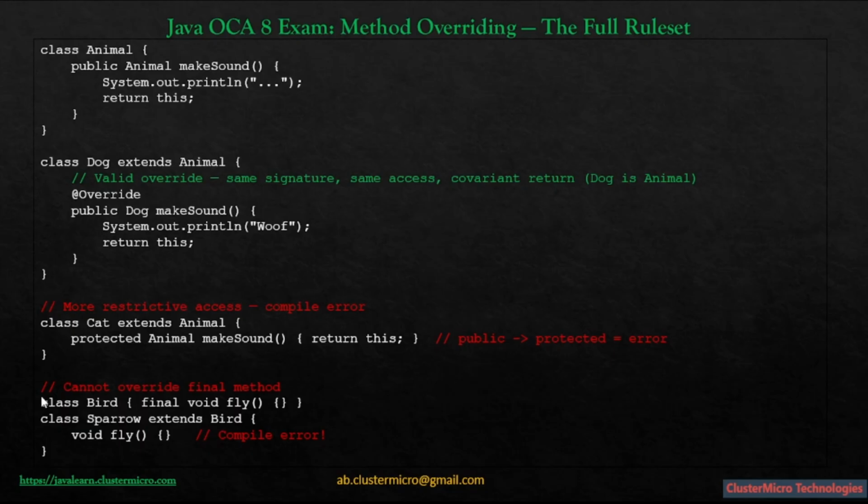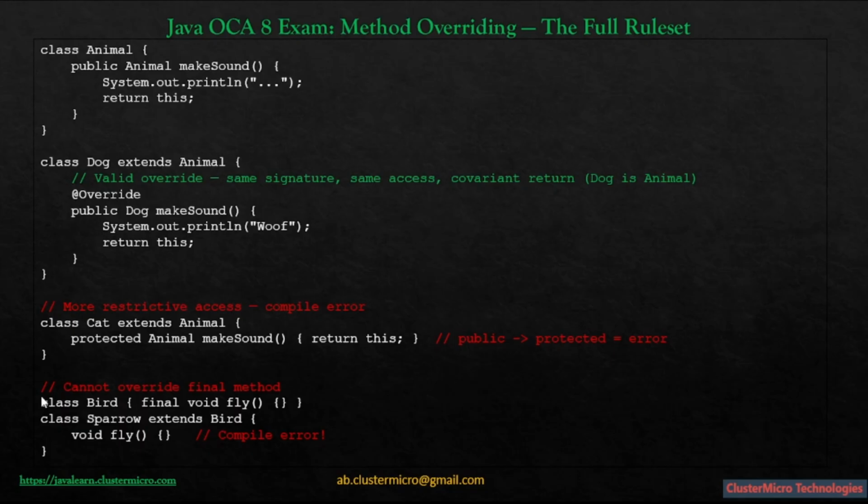Second, the return type must be the same or a covariant type, meaning it can be a subtype of the parent method's return type. Okay, so another rule involves the access modifier. The child method must have an access level that is the same as or more permissive than the parent method. For example, if the parent method is public, the overridden method must also be public. You cannot reduce the visibility, such as changing a public method to protected or private.